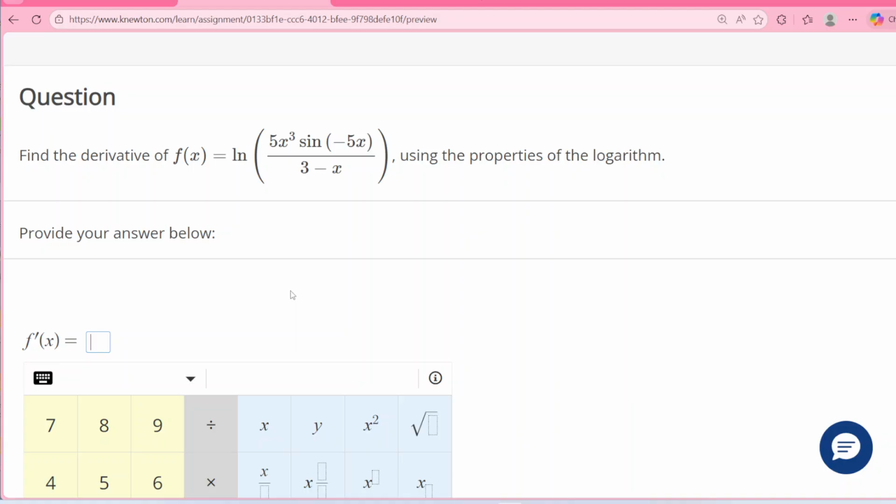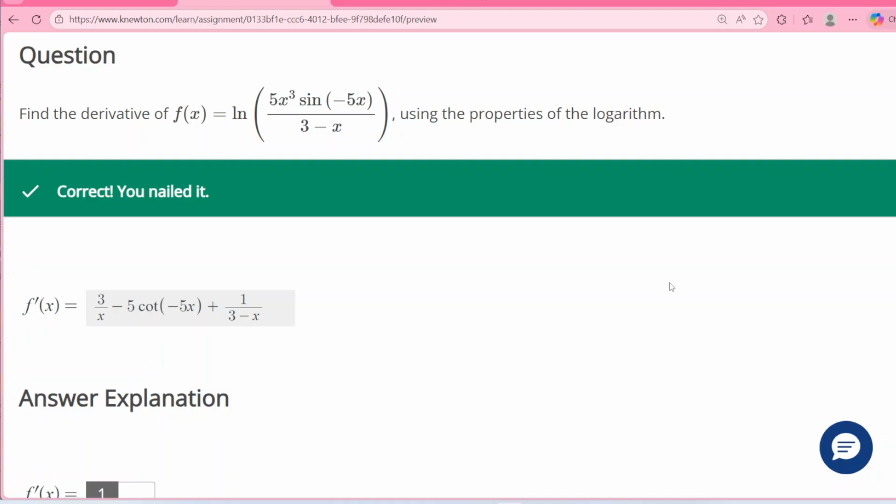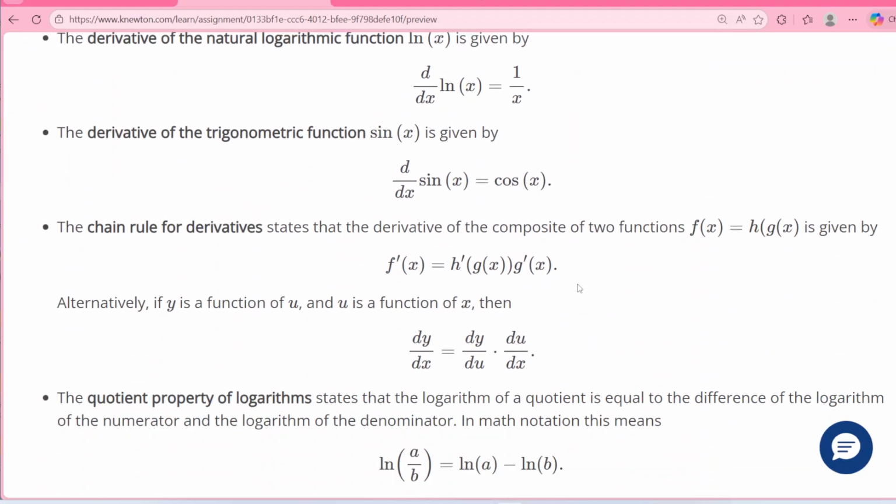So f prime, again, after using the properties of logarithms, writing it as a big sum, and then going term by term, we'd have 3 over x minus 5 times the cotangent of negative 5x, then plus 1 over 3 minus x in that last denominator. Wonderful. Yeah, so they actually took the 3 over x and 1 over 3 minus x and put them together as a single fraction. I don't think that's really necessary, as long as it's equivalent.